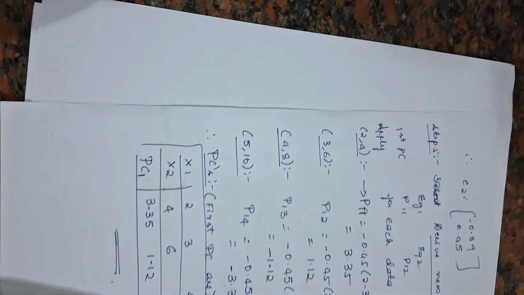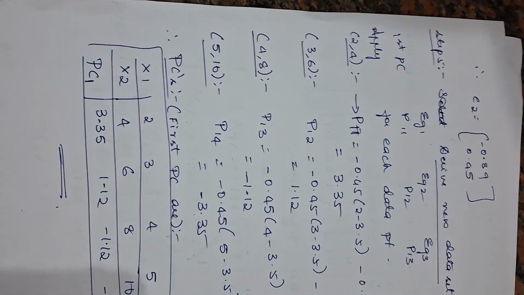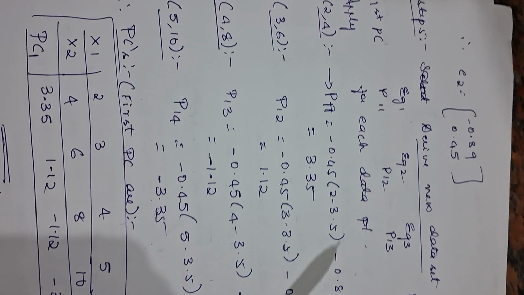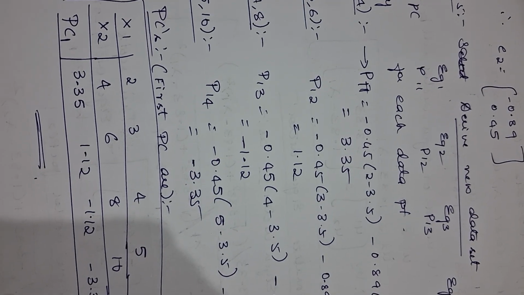Now, what is step 4? Step 4 is we have to now derive the new data set. That is the main intention. What is the goal of principal component analysis? To reduce the dimensions. Now how do we do it?